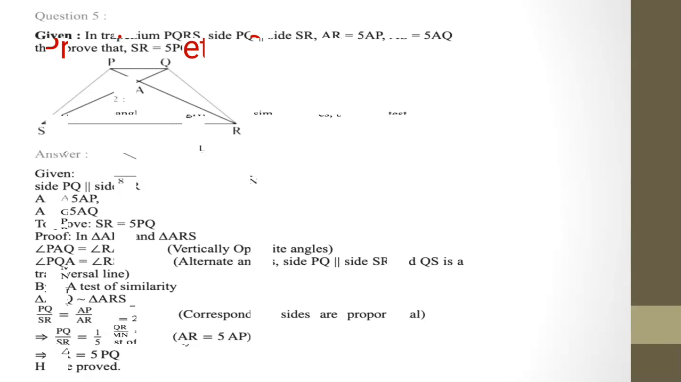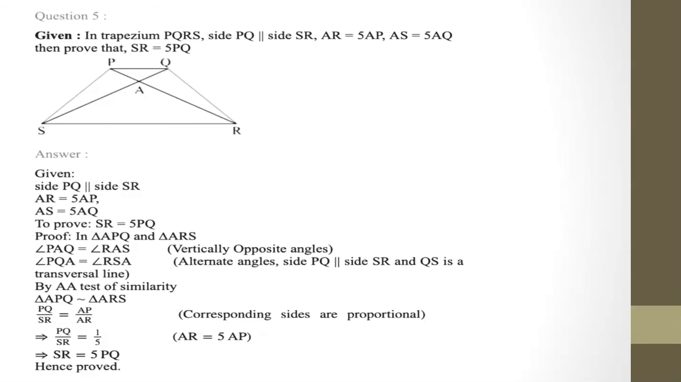Now let us see the next example. In trapezium PQRS, PQ is parallel to SR. Okay, AR is equal to 5AP and AS is equal to 5AQ. We have to prove that SR is also equal to 5PQ. First the given part is written: PQ is parallel to SR, AR is equal to 5AP, AS is equal to 5AQ. Now let us see the proof, children.